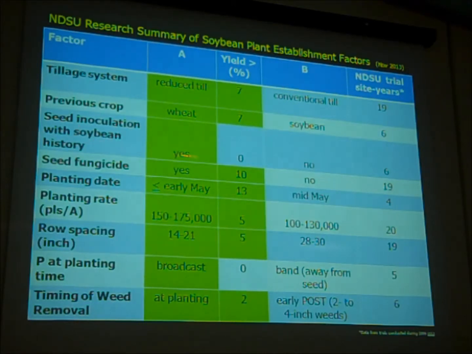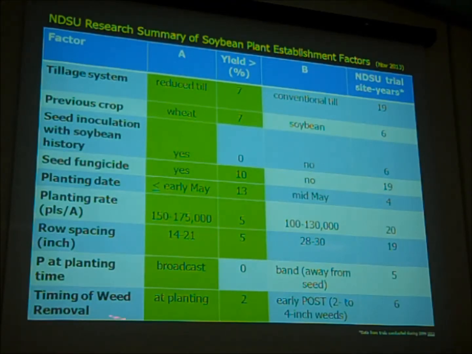Seed inoculation with soybean history, you see, unfortunately we're not showing much, but we're recommending it. We think it's just a really good idea, regardless of your prior soybean history, to inoculate the seed. But we've got to find more data to support that. So far we're not doing so well. What else? I'm going to say this to end. Phosphorus at planting time. We continue to do that work. We recommend broadcast versus banded, but so far, with limited work, we don't have the data to confirm that. But we're still recommending the broadcast P if we have that choice.